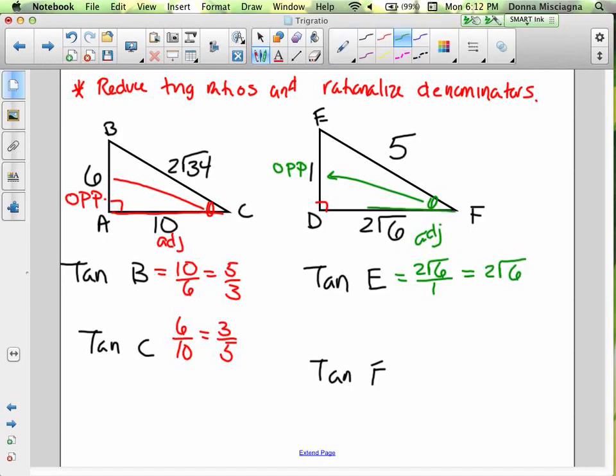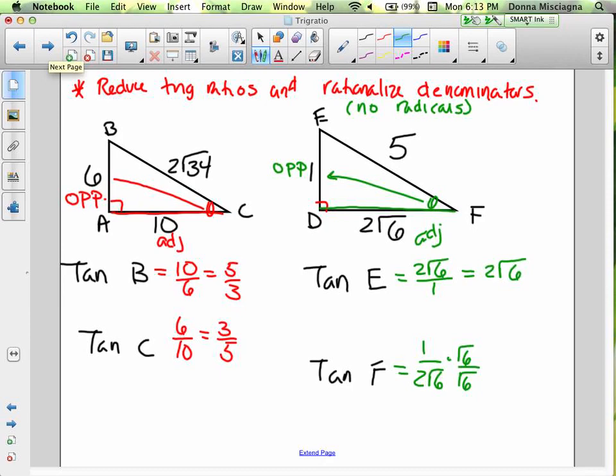That's located right here. So the tangent ratio for angle F is going to be 1 over 2 square roots of 6. But that's not rationalized because there's a radical in the denominator. When we say rationalized denominators, we mean no radicals in the denominator. We don't care about the numerator, just the denominator. So if I multiply the numerator and the denominator by the square root of 6, I'm going to make what's in the denominator a perfect square, and then I won't have to worry about there being a radical.